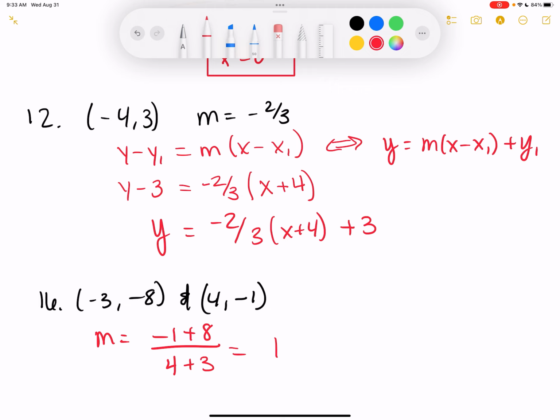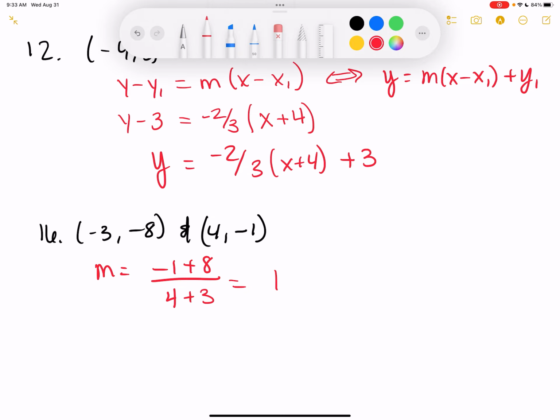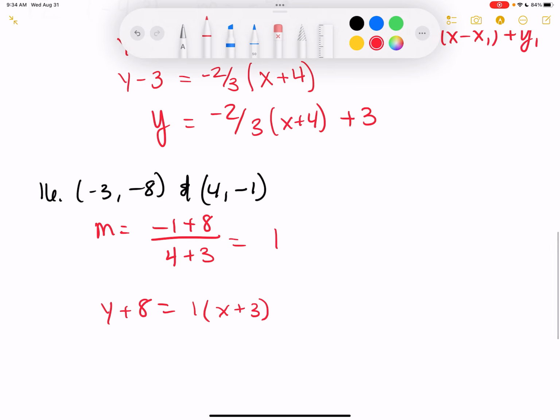There you go. All right, so when I want to do general form, I need to start with point slope form so that I can get to general form. So what would the point slope form of this be? y plus 8 equals 1 times x plus 3. Since this one is being multiplied, we can just get rid of that. So you have y plus 8 equals x plus 3.